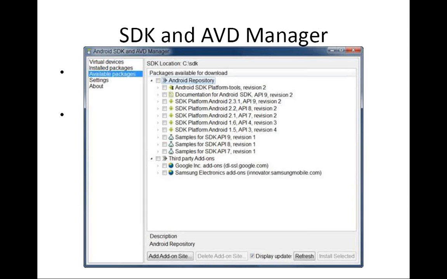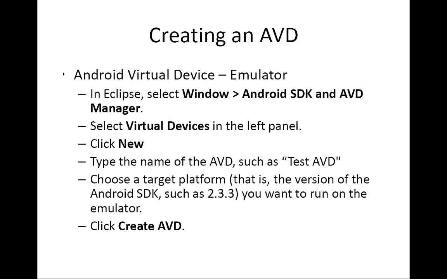To install them, and they're optional, but it depends on what you want to see. Once you have this installed, you want to create a virtual device, and this again is very simple. It's just a few clicks and your basic emulator is ready. So you just go to Eclipse, select.